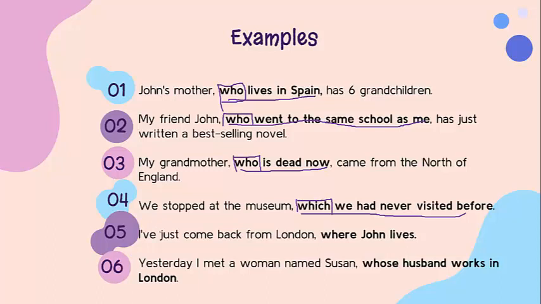Then we have example number 5. I've just come back from London, where John lives. Where John lives is a non-defining relative clause introduced with the relative pronoun where. And the last example. Yesterday I met a woman named Susan, whose husband works in London. Okay, this is the non-defining relative clause, and here we have the relative pronoun whose.